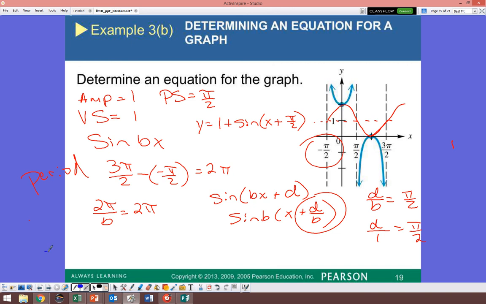The reciprocal is in blue. So the reciprocal of this is going to be y equals 1 plus CSC of x plus pi over 2. Where'd you get the pi over 2? Isn't this shifted over pi over 2? My whole period is 2 pi, and that means this whole thing moved left this amount.